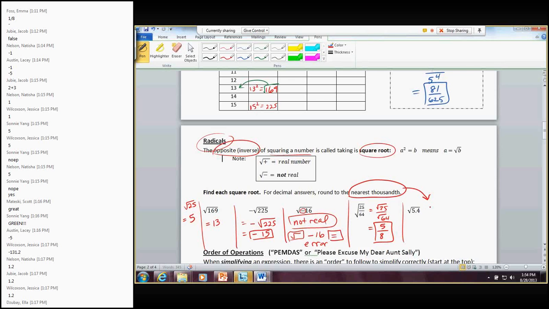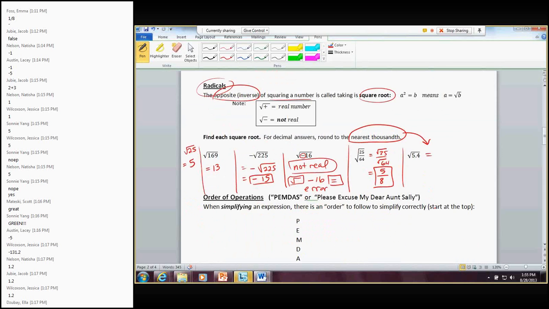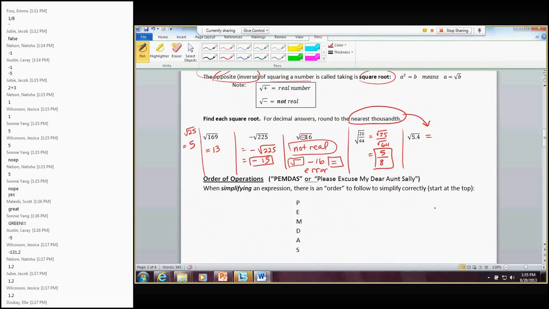Someone give me the full answer. What's the square root of 5.4? Jake is going to give me the answer. Anybody else can type it too. Okay, 2.323790008. Okay, the nearest thousandth, does anybody know where that is?